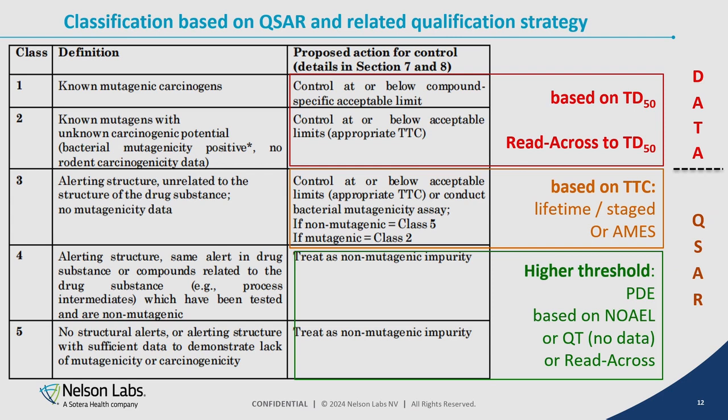If both systems predict negative, then you can go to a higher threshold, the permissible daily exposure based on an OEL, or maybe you can still use 5 as a qualification threshold if it's between 1.5 and 5. It's a narrow window, I know. Or if there is no data, it's not mutagenic, there's no data, you can still revert to the read across approach.